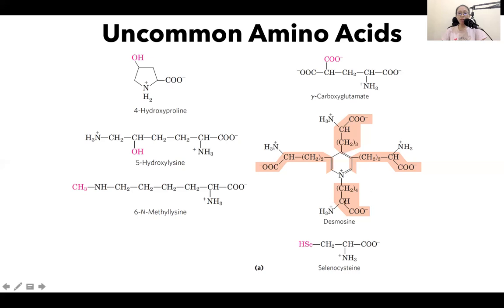Then we have desmosine. Desmosine is very unique because this is made from 4 lysine molecules. So these 4 lysine molecules are fused to each other. They form this central cyclic structure. And another unique amino acid is called selenocysteine. So instead of a sulfur or thiol group, what we see is a selenium hydrogen group. So it's a derivative of cysteine.